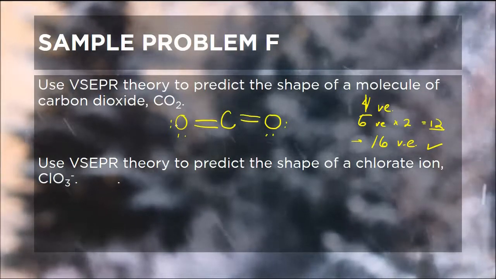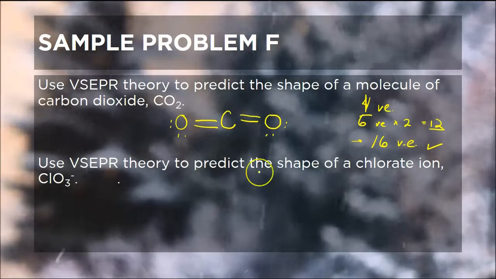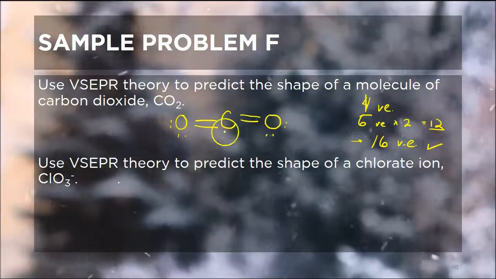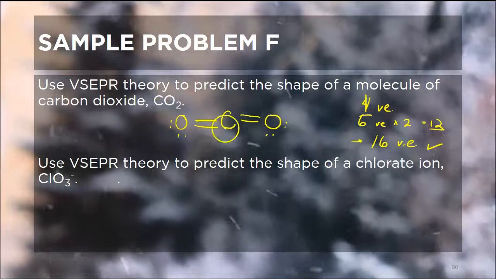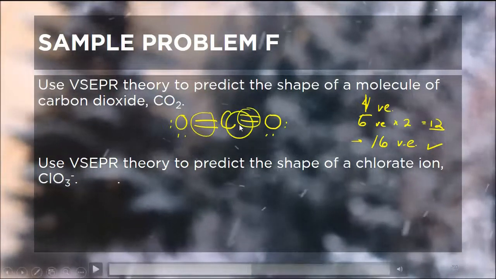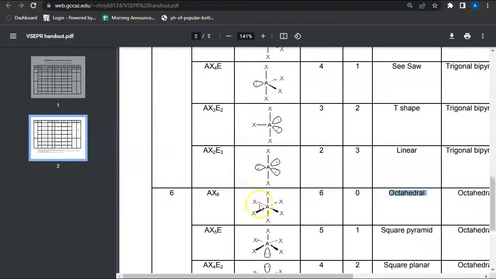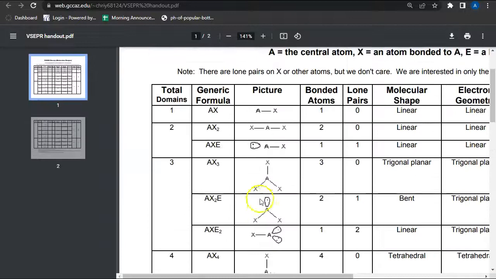That's not even what they're asking. They're asking me for the shape. So I look at carbon and see how many domains. You might be tempted to say 4, but each double bond only counts as 1 domain. Good job picking up on that. So I only have 2 domains. There are no lone pairs. So what shape are we looking at here? Yeah, linear.